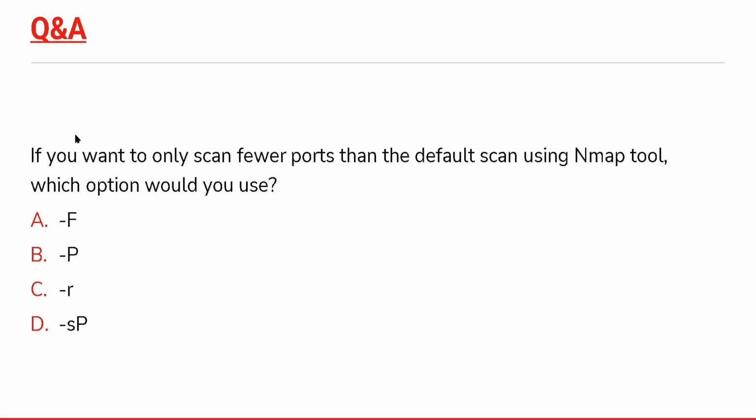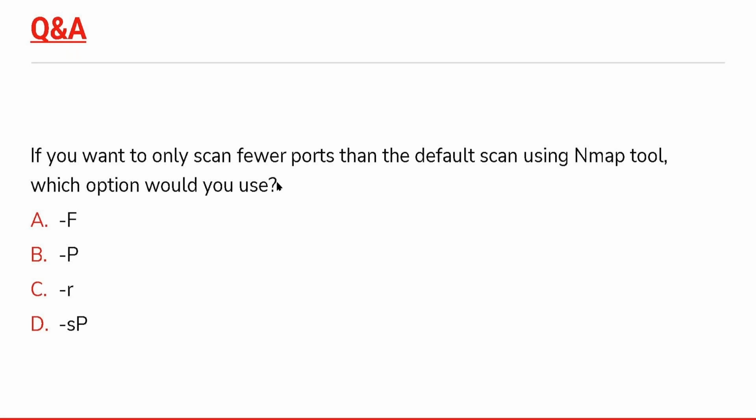Okay, so it is saying that if you want to only scan for ports, then the default is a scan using our Nmap tool. Which option would you use? So guys, the default scan from Nmap scans the well-known 1,000 ports, which can take a bit of time, but we want to look at a fewer number of ports. Out of them, option A is the fast scan. Then we have hyphen capital P, which is not an option in Nmap. Then we have hyphen small r.